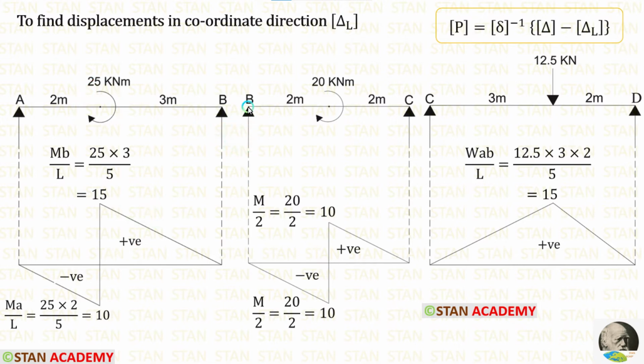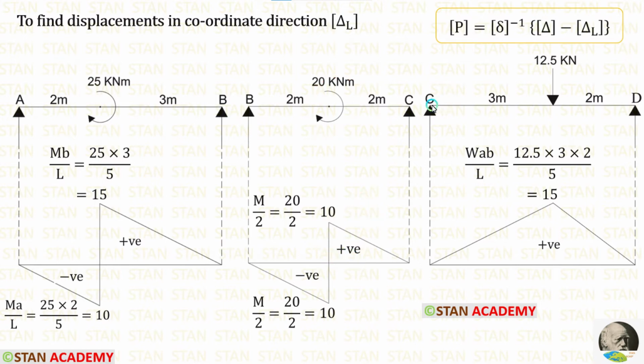Now, let us take the beam BC. Here, a clockwise concentrated moment is acting on the center. The formula to calculate the ordinates are M upon 2 and M upon 2. Here M is 20. Let us apply that. Finally, we are getting the ordinates 10 and 10. On the left side of the moment, it will be negative, and on the right side, it will be positive.